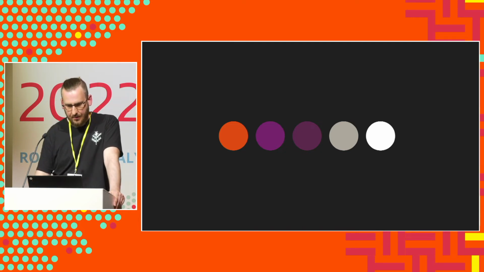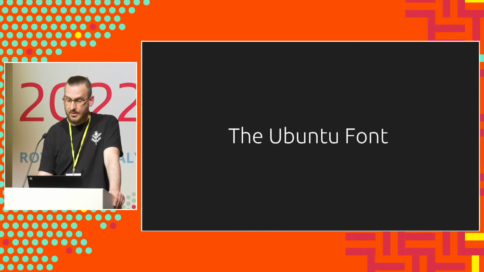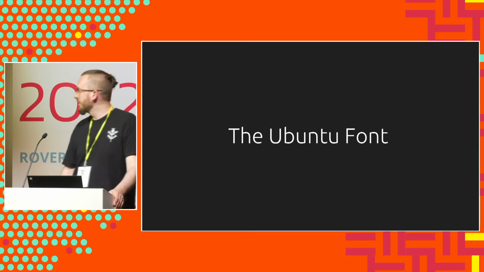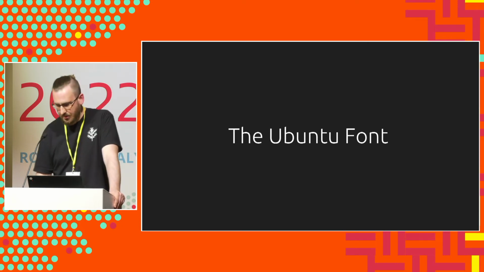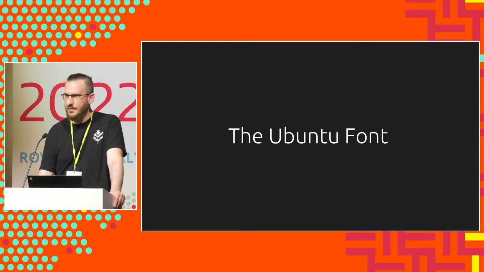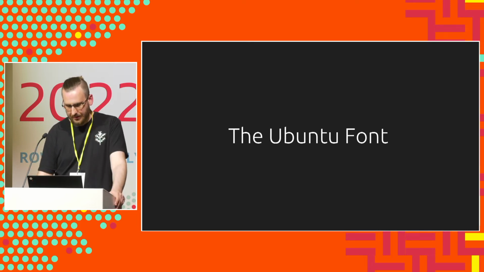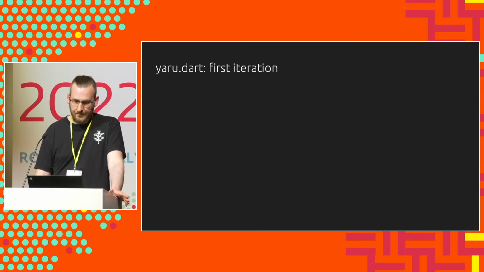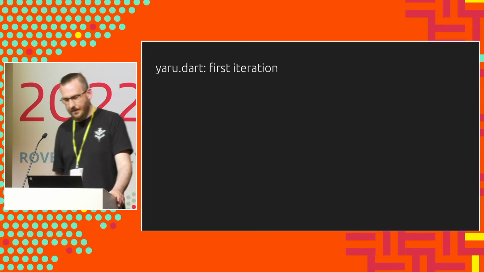That's their color palette. And which is also really important, in my opinion, is the Ubuntu font. Yeah, in my opinion, it's a really elegant font, and it's not complicated to read. That's basically the most important part of a font, I think, but it's also really important for the whole identity of the look. There's another picture of the font. All right, so what was the first iteration of the yaru.dart theme?